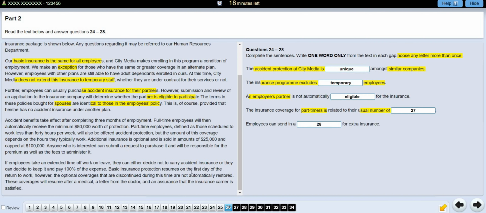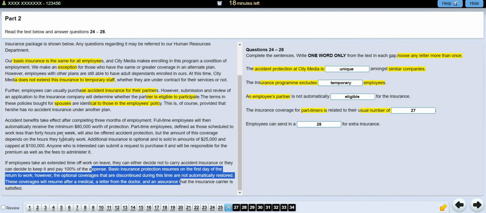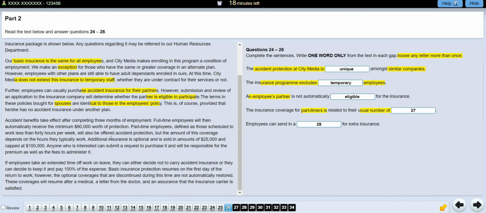Employees can send in a request for extra insurance. Who wants extra insurance? Extra coverage, additional insurance. Additional insurance is optional and sold in amounts of 25,000 and capped at 100,000. Anyone who's interested, employees can send in a request for extra insurance.